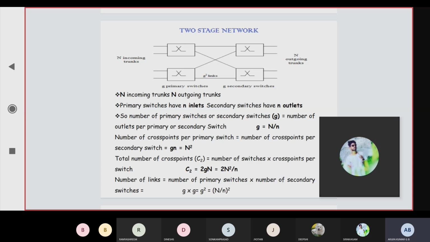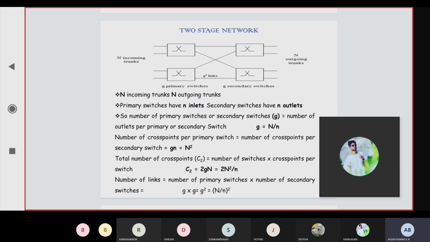Okay, the cross point will be the inlet and outlet will be same, means you will get n square. That is a switch into inlet, that is equal to n square. Okay, Gn is equal to n square. Double cross point will get it.